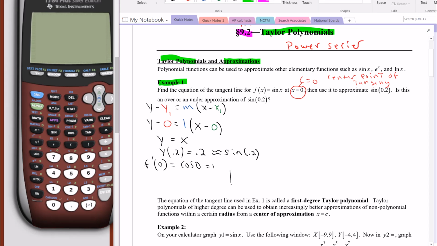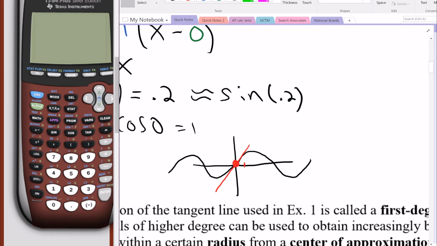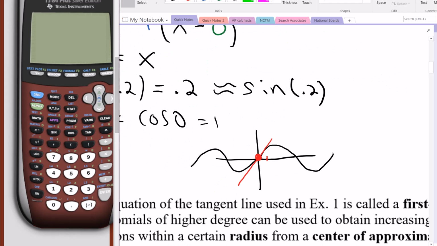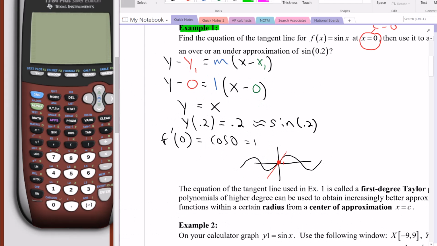So I just want to show you, if you graph sine, it looks like that, right? And we are finding a tangent line through 0, which is here. And you can see, because we did sine of 0.2, which is on the right hand side of this thing, our sine is concave down, right? And so our tangent line is going to be on top, and so this is going to be an over approximation, right? It's going to be an overestimate.